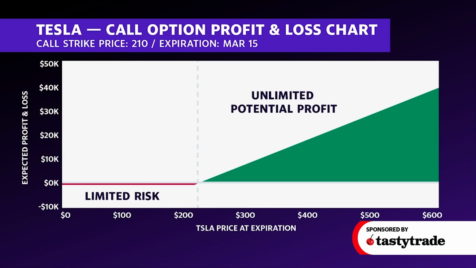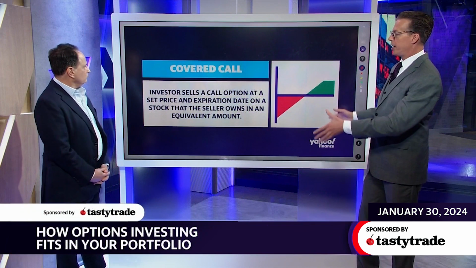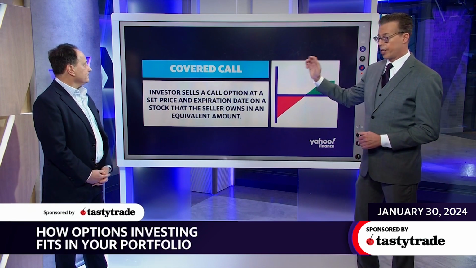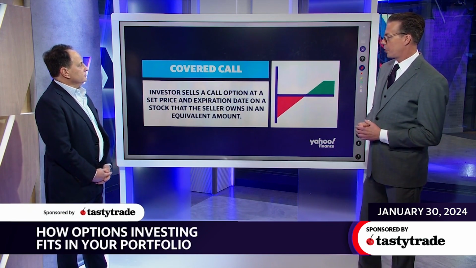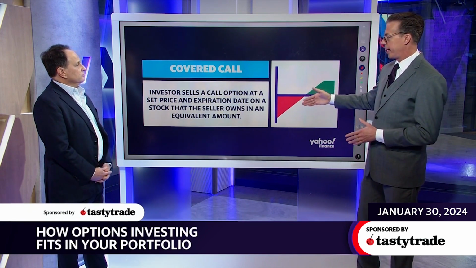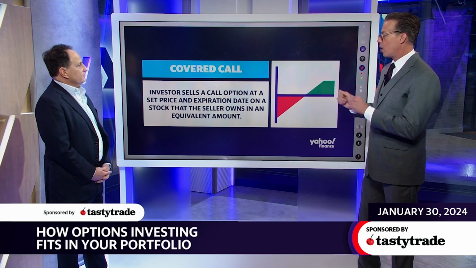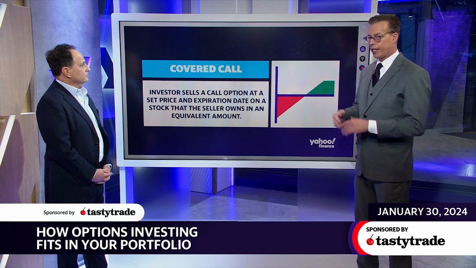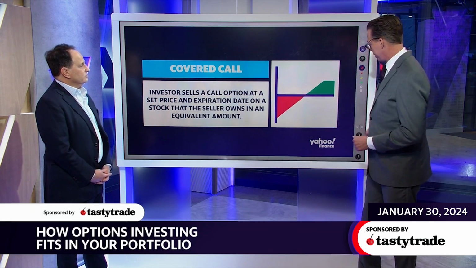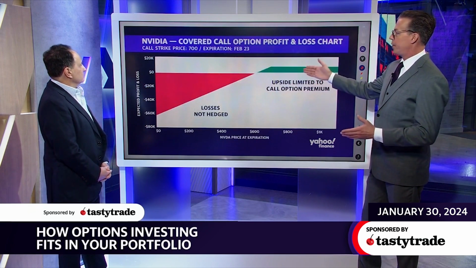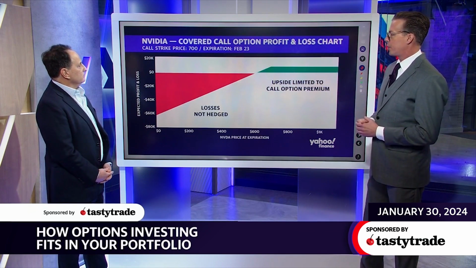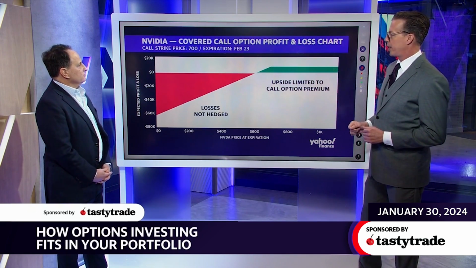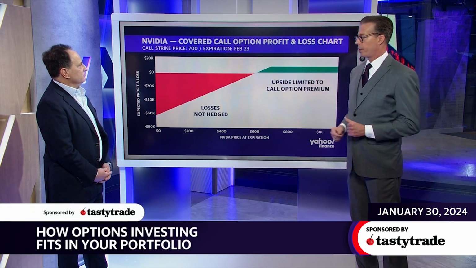All right, great. And we want to get to another example. This one involves a covered call. This is where an investor sells a call option at a set price and expiration date on a stock that the seller owns in an equivalent amount. So key there is that you already own the stock. And the example we're showing here is NVIDIA, where we have a covered call option at the 700 strike price expiring February 23rd. That's a weekly.